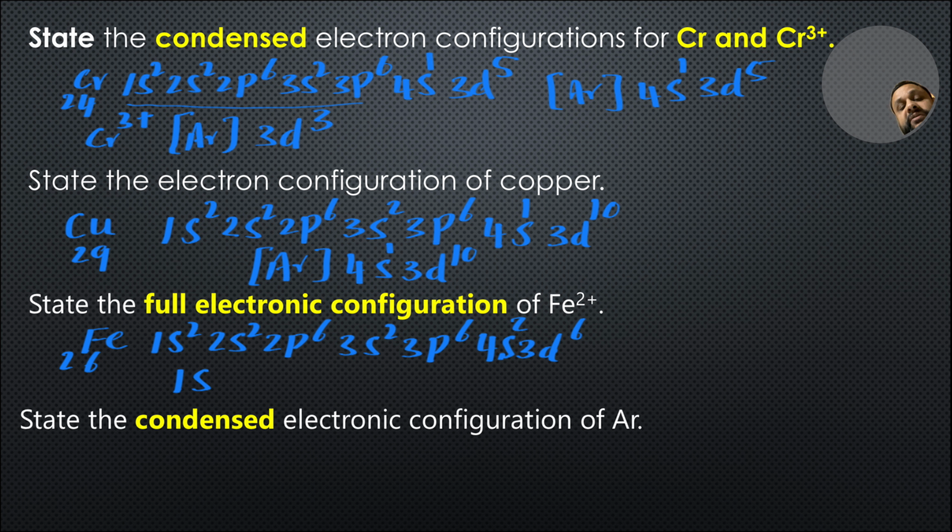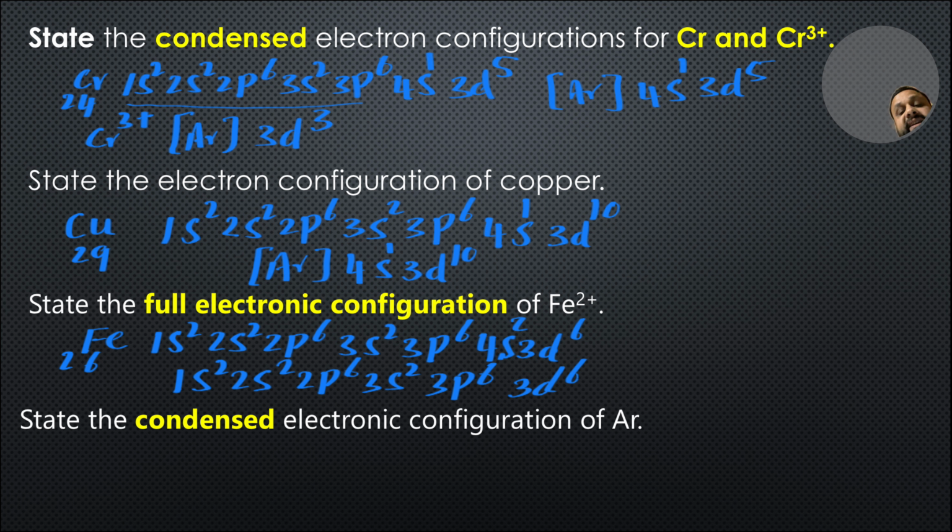So the electron will go from 4s first. So we'll have 1s2, 2s2, 2p6, 3s2, 3p6, and then we will have 3d6. So electrons are removed from 4s first.